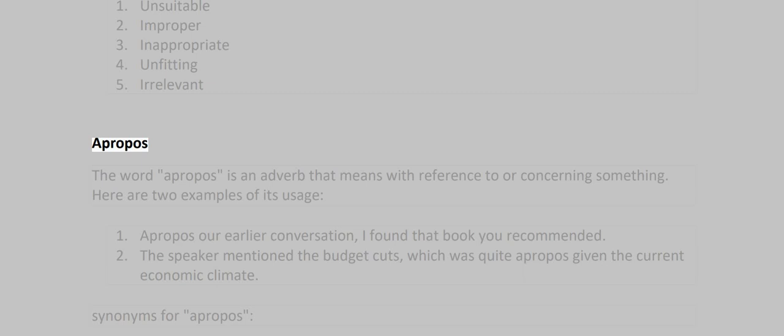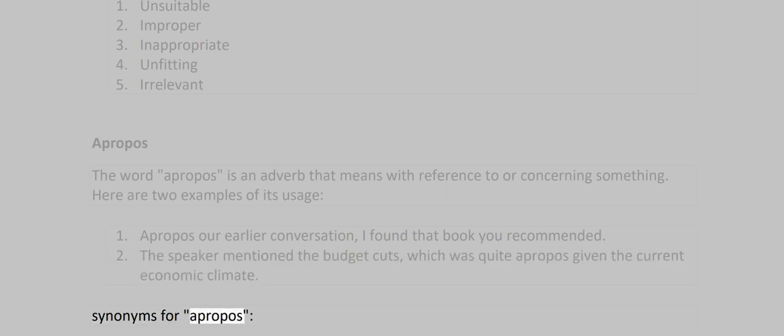Apropos. The word apropos is an adverb that means with reference to or concerning something. Here are two examples of its usage. 1. Apropos our earlier conversation, I found that book you recommended. 2. The speaker mentioned the budget cuts, which was quite apropos given the current economic climate.